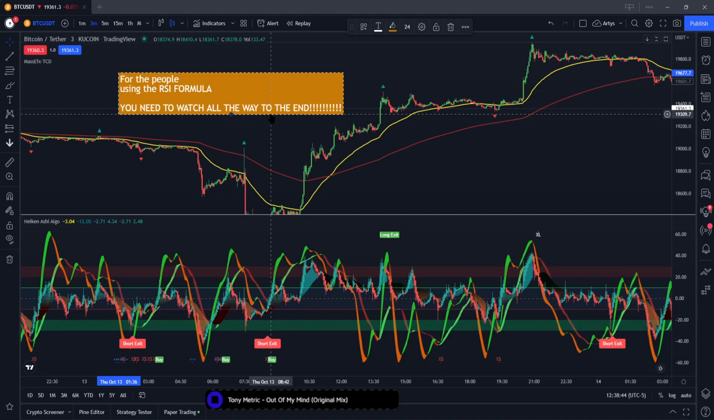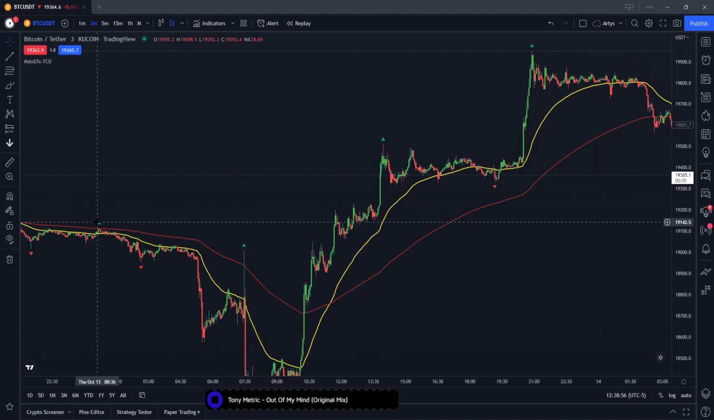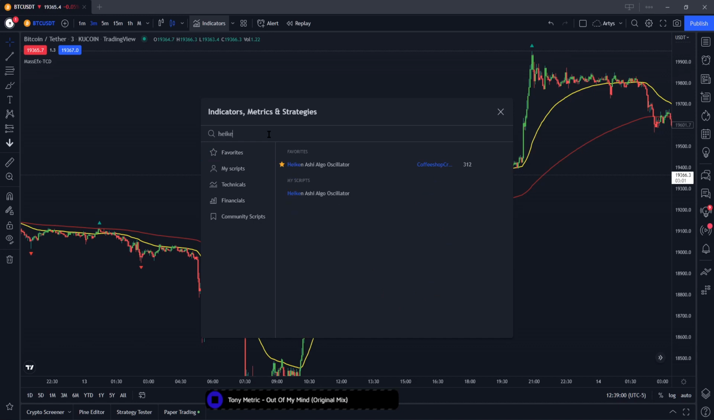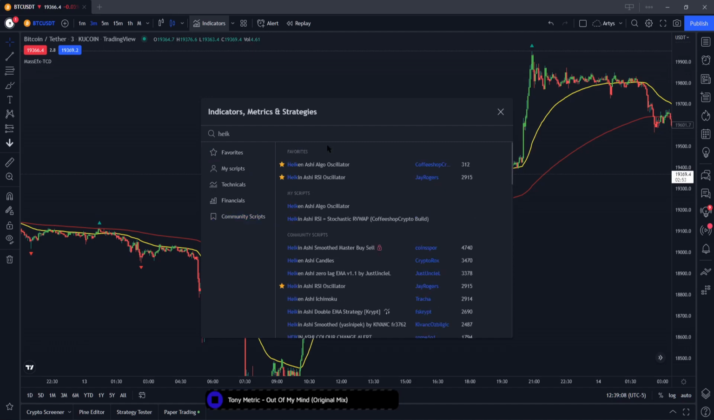Things just got easier. So, what you can do now, I would highly suggest go in, open your chart. If you have the algo already up there, because you know you should, it's always your favorite, right? Exit out. What I want you to do is go to your indicators and type in Heiken Ashi algo, and you can see it there. It's in my scripts, it's in the favorites. It's not showing up in the community scripts right now. I'm not sure why. Heiken Ashi algo oscillator.